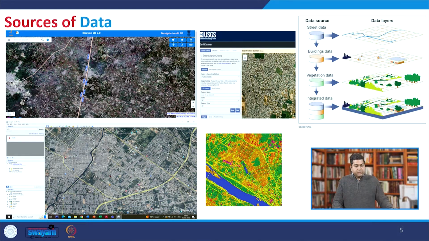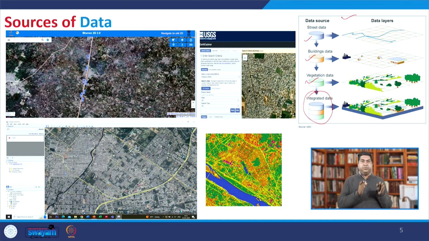Now coming to the sources of data, if we concentrate on this particular image, there are different types of data that you need to feed. So one is the street data, where you only concentrate on the different street roads. Then you have building data, where the buildings are located, so this is another layer. Then the vegetation layer, where the green vegetation is available, and finally when you integrate all the sources, you will get the realistic scenario.